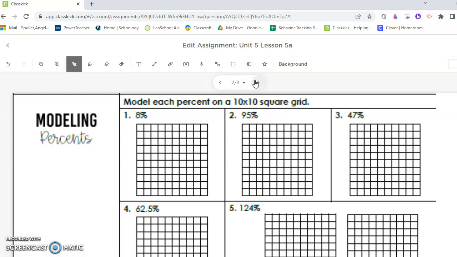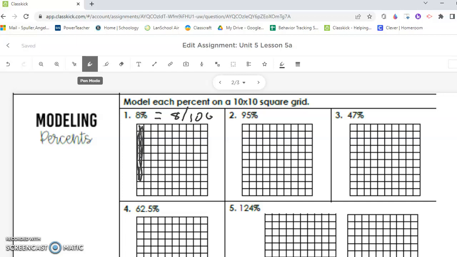All right, so how would we model this? Well, this is kind of fun. So 8%, always change it into a fraction. I'm going to write that over here. So 8 out of 100. Okay. So 1, 2, 3, 4, 5, 6, 7, 8. So we're going to just do this part.